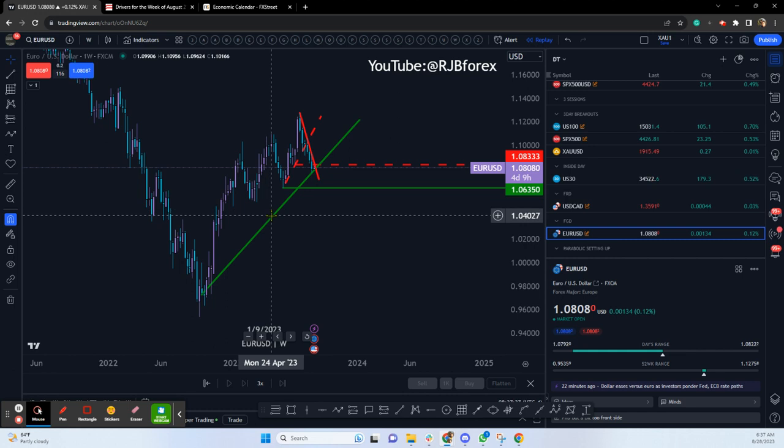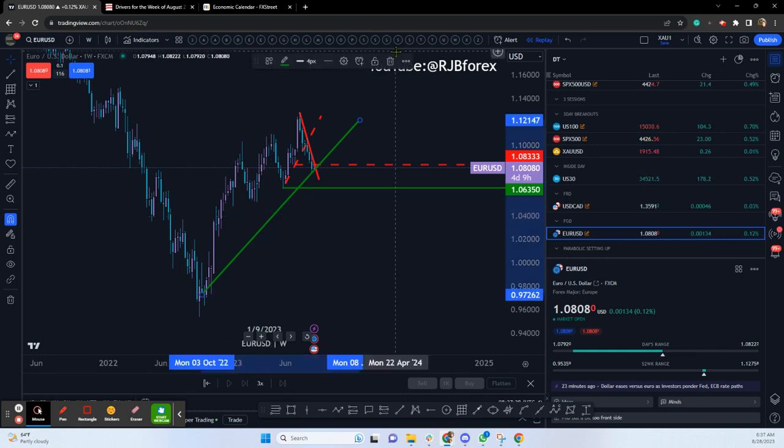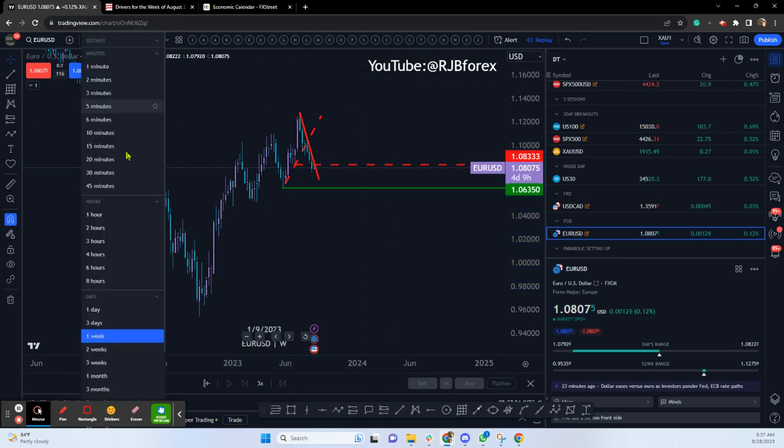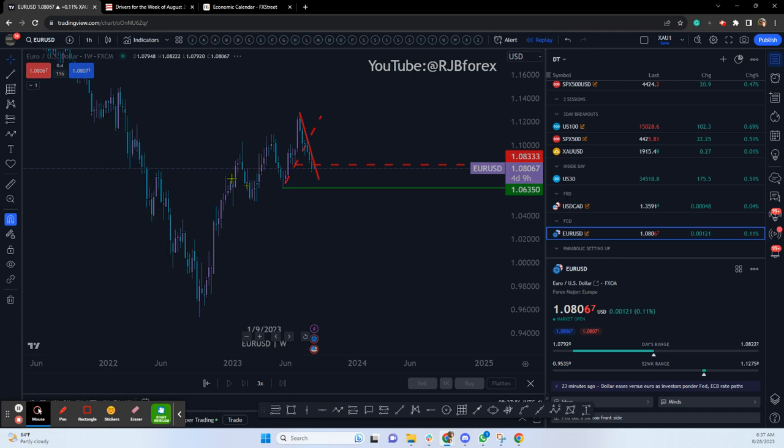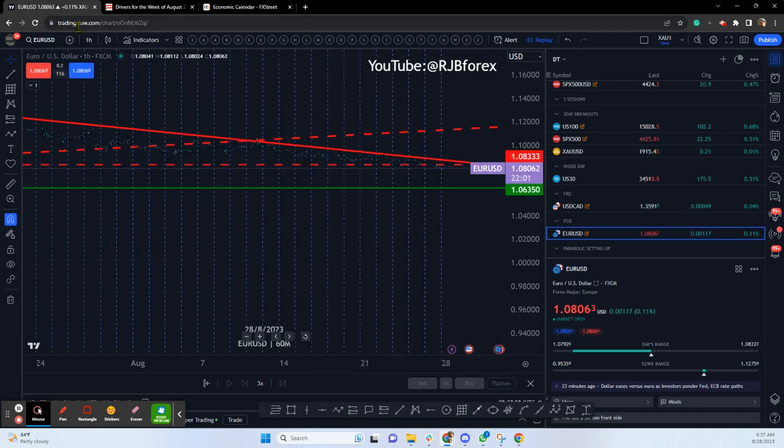We'll get rid of that. But it's worth noting, until we break this swing low, the weekly chart is still in an uptrend. So we could come down to this low and continue up. But that's pretty irrelevant for the day ahead. So I just want to mark out that.